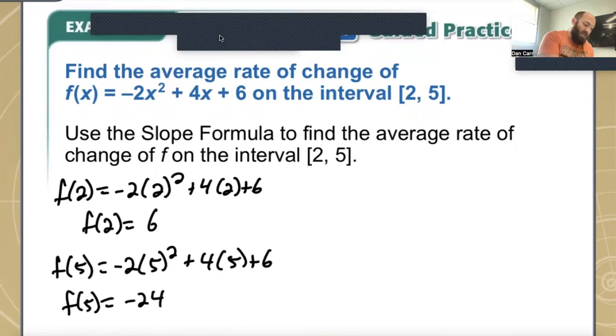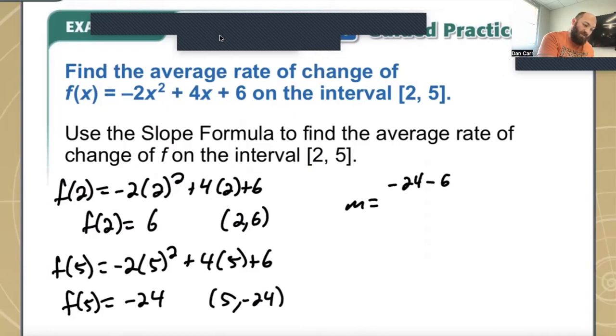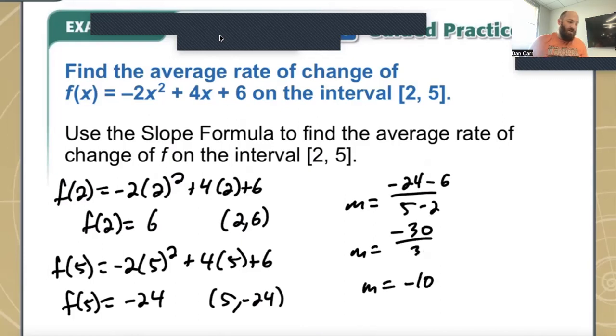Again, this is representing two points on the graph: (2, 6) and (5, -24). To find the average rate of change, I'm just going to do the slope of those. So negative 24 minus 6 over 5 minus 2. That's going to give me negative 30 over 3, so my slope is going to be negative 10.